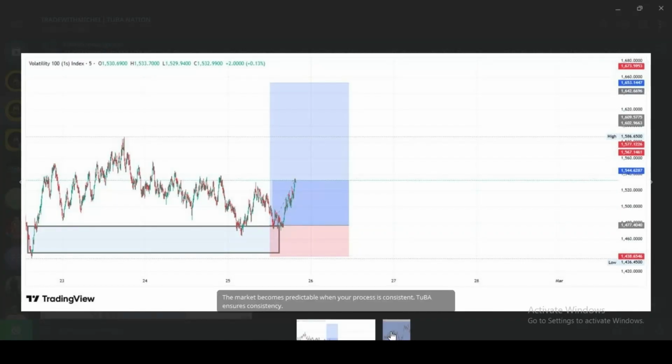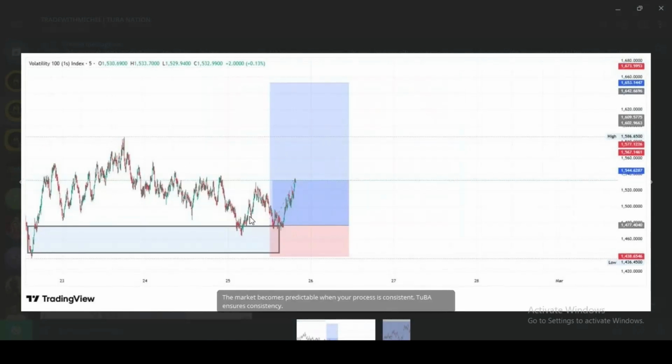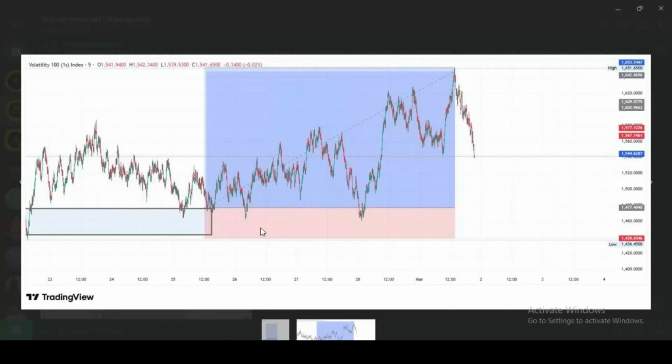Now remember, here is the time, see it here. And the market bounced back a little bit, then bounced back a little bit and went straight to the point.